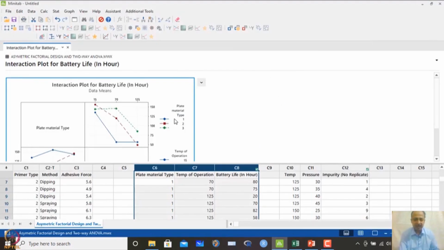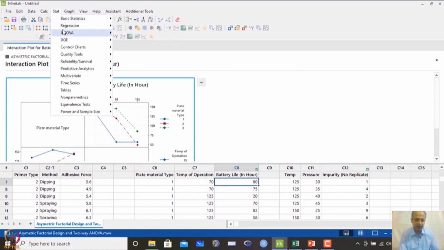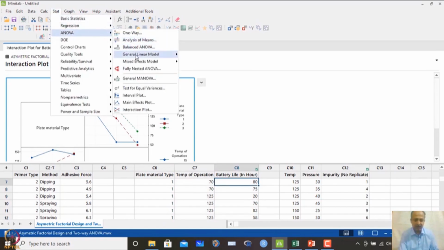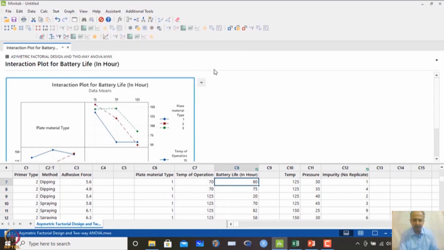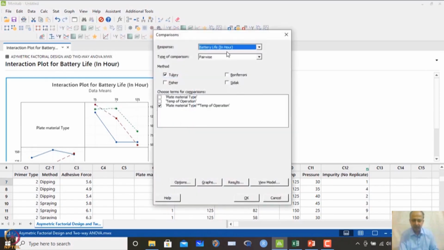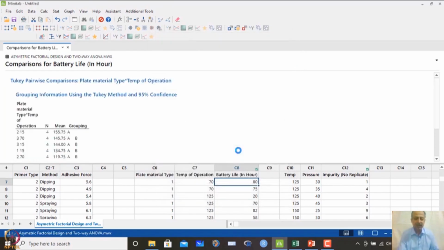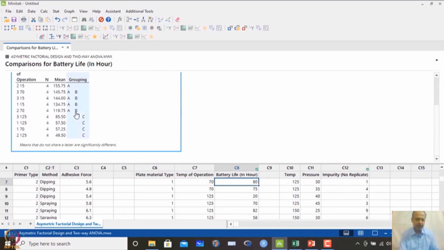So, this is the interaction plot that we can see over here, and we can make a comparison test also. If you want to make a comparison test, go to ANOVA analysis and then the general linear model comparison test. You have to just mention battery life as the response, and I want to see plate material type 3 and temperature, and I want to make a comparison because that is prominent, what we have seen. So, here you can see that grouping information is given.